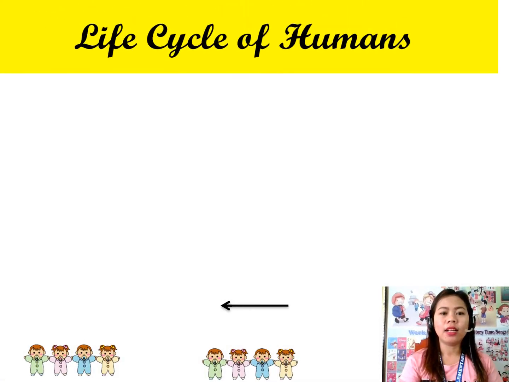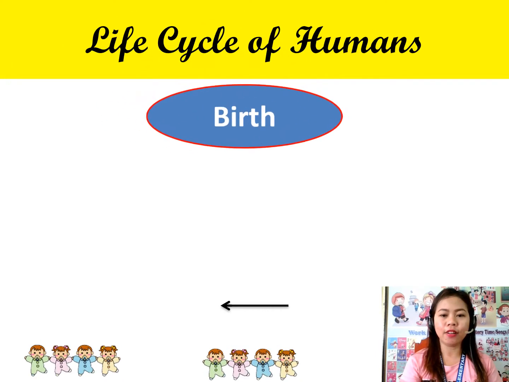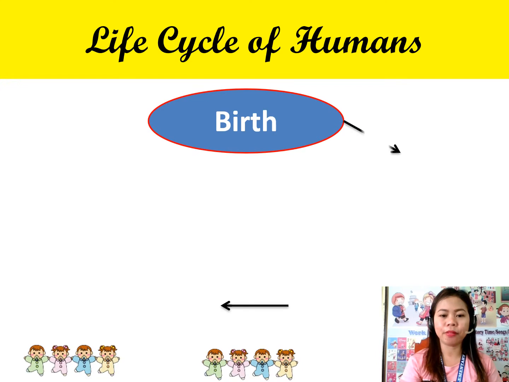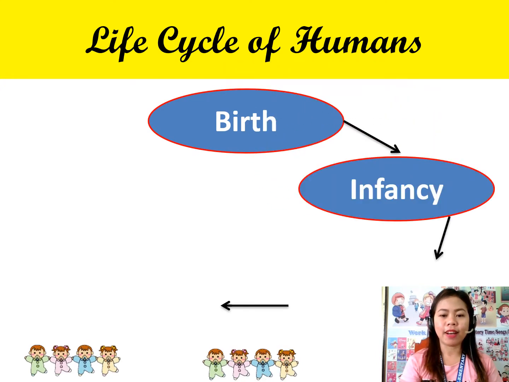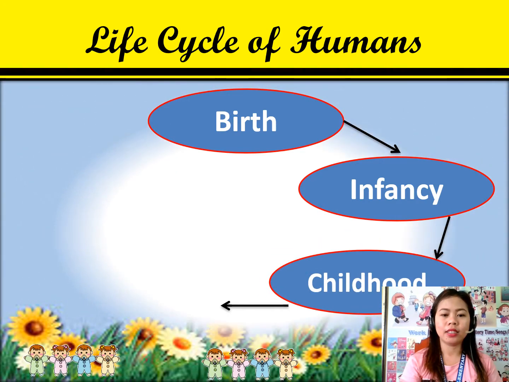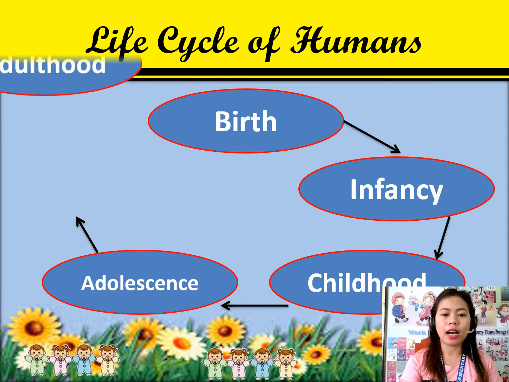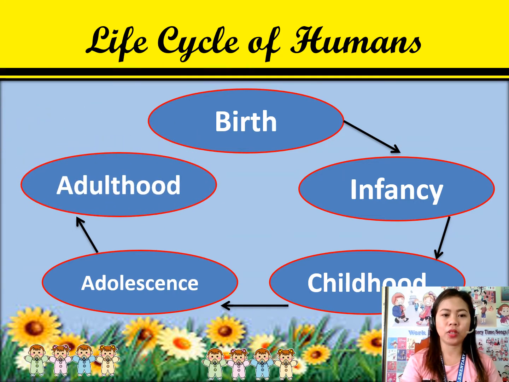So now, let's have the life cycle of humans. The life cycle of humans starts from birth, infancy, childhood, adolescence, and adulthood. So those are the stages of the human life cycle.